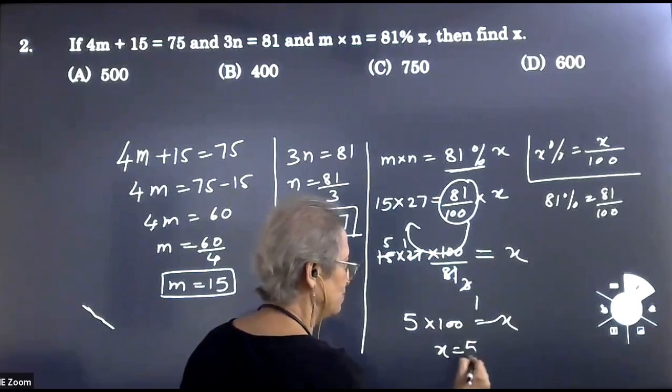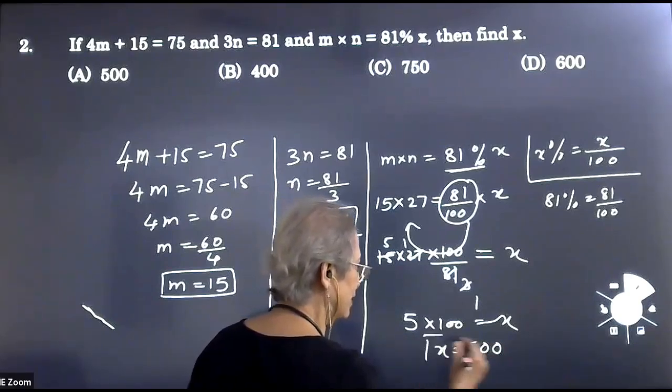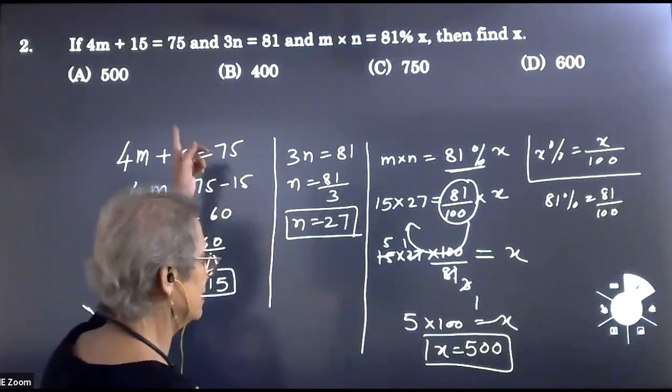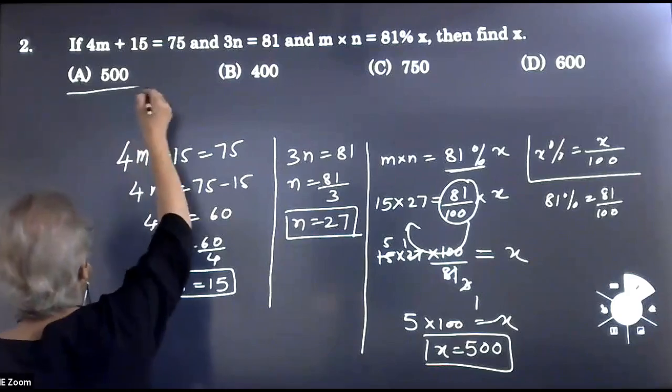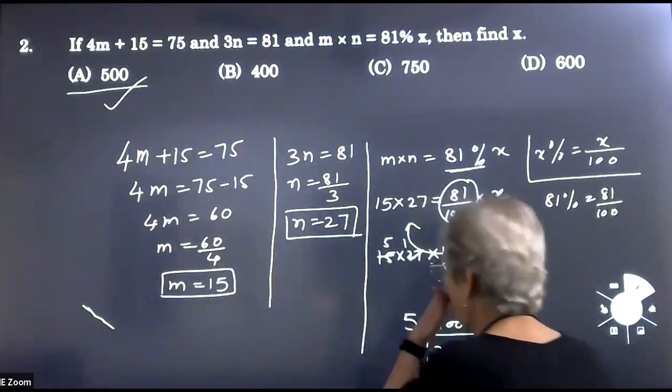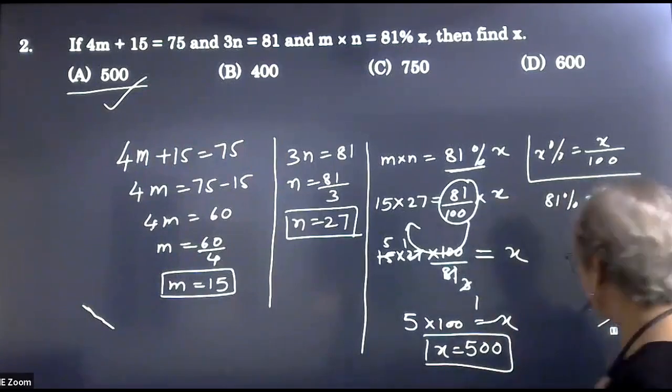X is equal to 500. So now see the answer where it is. Yes, it is option A. Answer is 500. Let us move to the next question.